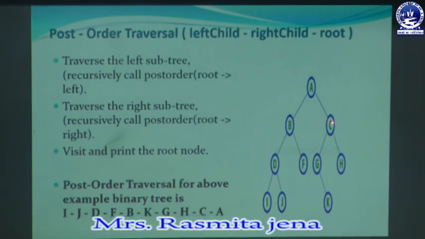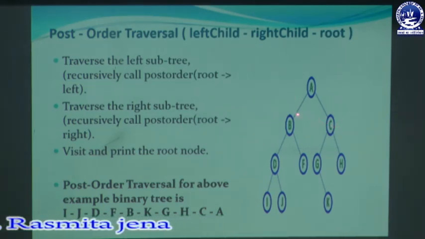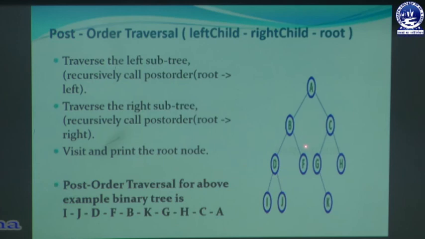And when we visit node C, you can see all the nodes present in the left subtree of the root node A, and all the nodes present in the right subtree of the node A, are visited. Then after that we visit the root node of the binary tree, that is A. That means at last we visit the root node A. Okay, so this is the sequence of the post order traversal.